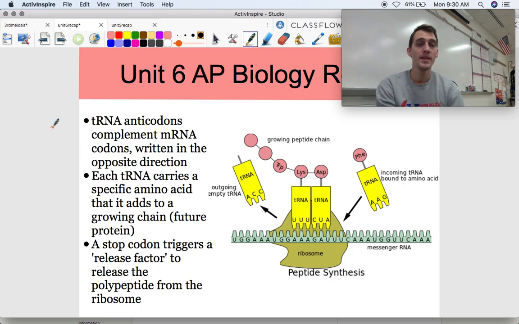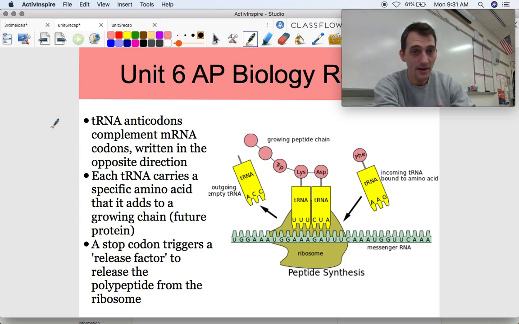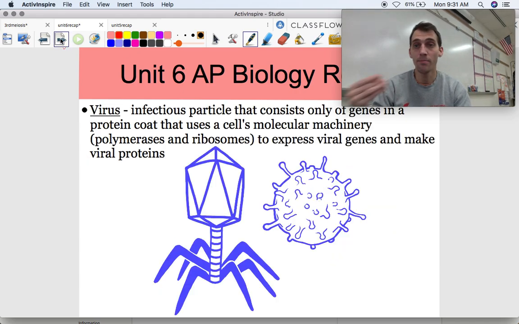tRNA anticodons complement mRNA codons and are written in the opposite direction. So as I showed you before, AUG goes with UAC, right? Each tRNA carries a specific amino acid that adds to a growing chain, which is going to become a protein. And a stop codon triggers a release factor to release the polypeptide from the ribosome. So check it out. Here it is once again. Here's our ribosome, our RNA, 2 subunits that messenger RNA gets fed through. And here come tRNAs. They bind to and complement an mRNA sequence and bring in a specific amino acid to grow a peptide chain in order to build a properly functioning protein.